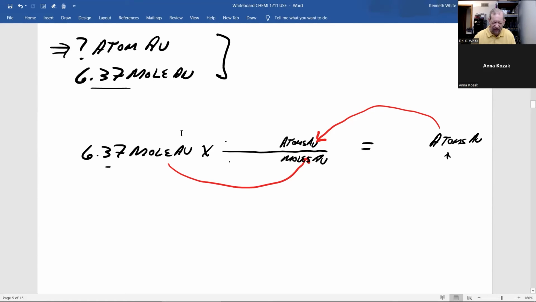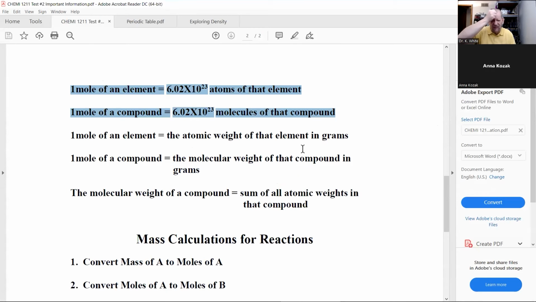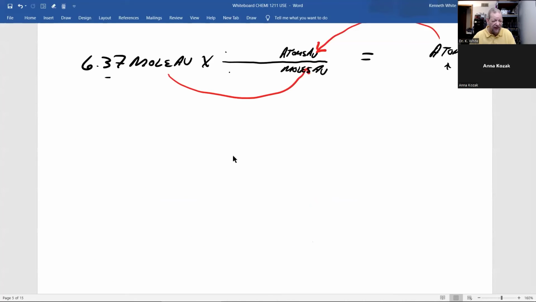Where do I get that? Well, if you look at important information, I've got to change the number. I will by Monday of test number 1. It's right now test number 2, but it'll be test number 1. It says 1 mole of an element equals 6.02 times 10 to the 23rd atoms of that element. Now, you don't have to write it on the problem, but I'm going to write it so you remember where I got it. I got it from important information.